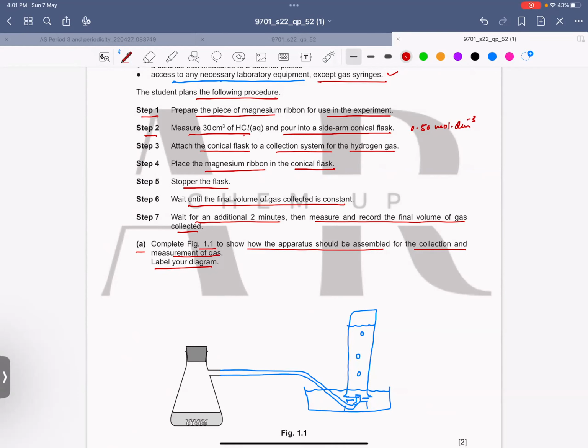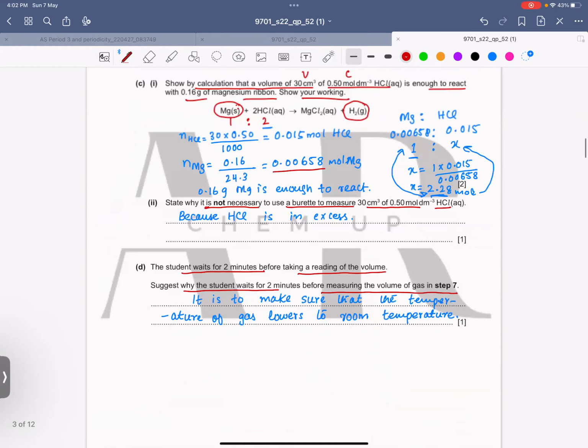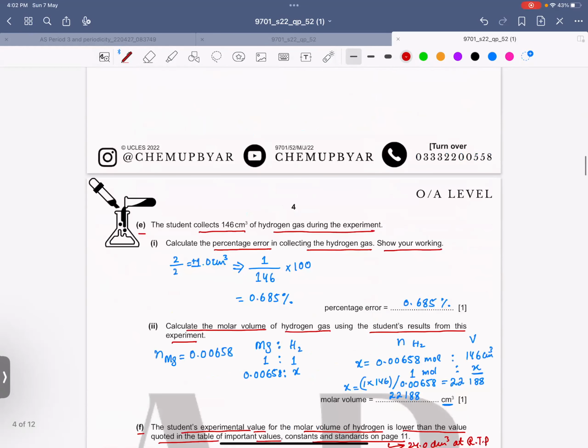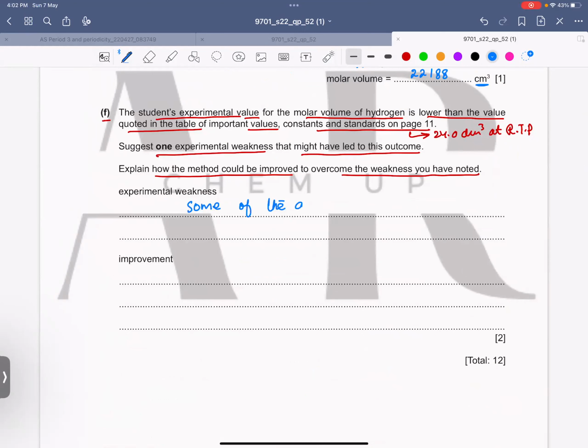Because gas is lost when you're putting the stopper on. Yeah, good. When we drop this magnesium ribbon down and then we put this stopper, there is a chance that before it is airtight, some of the gas would escape. So we can write that some of the gas may escape.